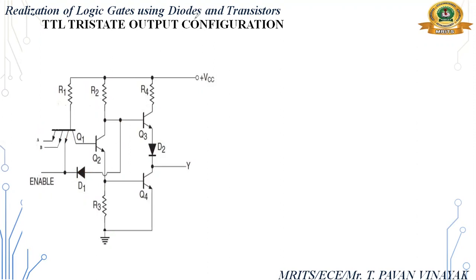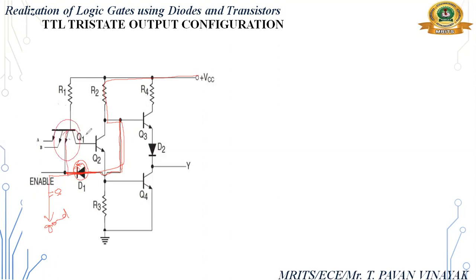So let us see the working of this. Whenever enable is 0, the diode is in the forward direction, so it is activated, which means it is forward biased. The diode will be closed, which means it is short circuited. So there is a path here, and VCC comes through this path to ground.